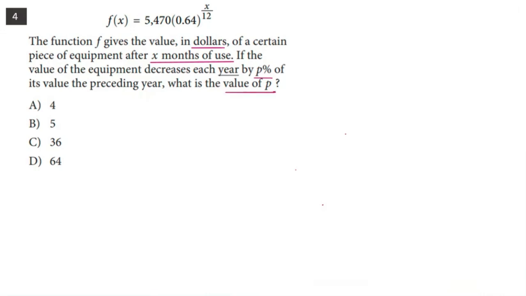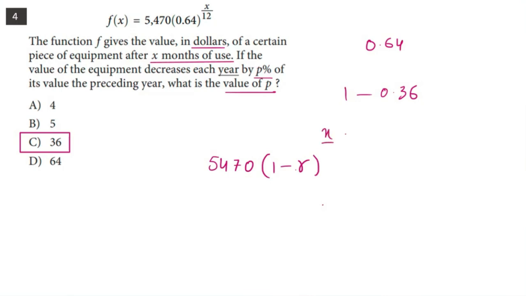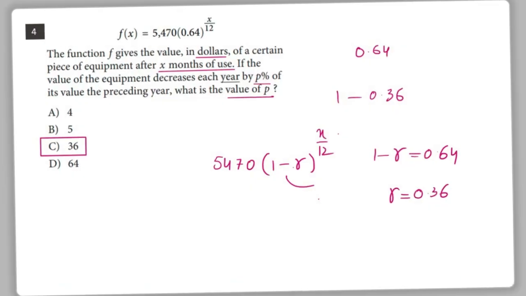Well, there are some options, and you can guess as well since the base is 0.64. So we know that this is 1 minus 0.36. So C is the correct answer. But if you don't want to guess it this way, you can write the exponential decay function (1 - r) to the power of t, which is x over 12 in this case, and just equate this 1 minus r to 0.64 and get its value. So you will find out that r will be 0.36, which is a 36% loss.